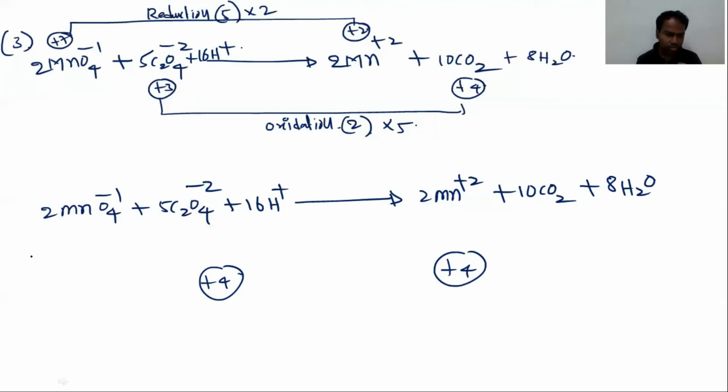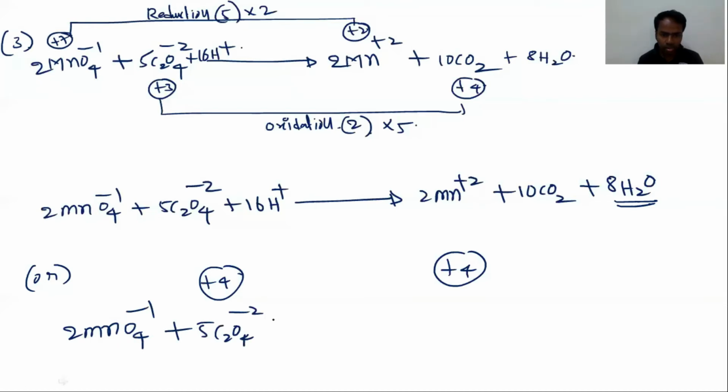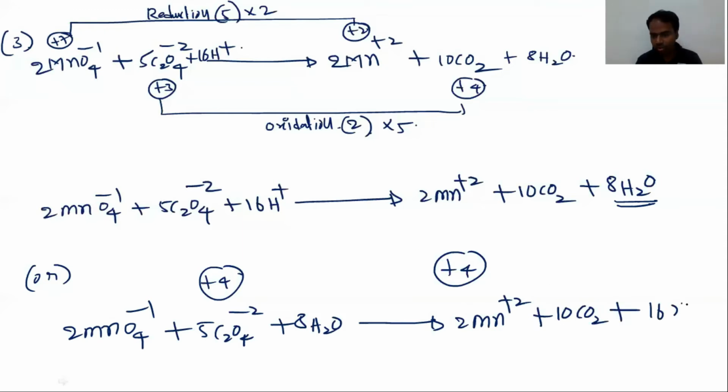If you want the same reaction in basic medium, you can add an equal number, 16, of OH minus. Here, 16 OH minus. So here I am directly writing 2MnO4 minus plus 5C2O4 2 minus plus 8 water molecules. It forms 2Mn 2 plus plus 10 CO2. Here how many H plus are there? 16 H plus. Here 16 OH minus.